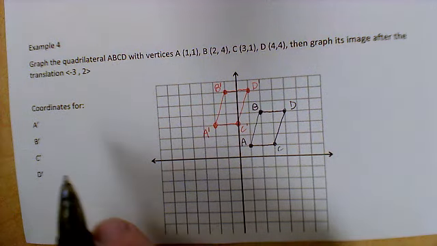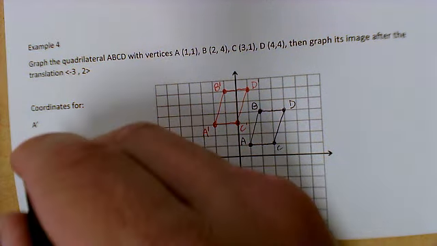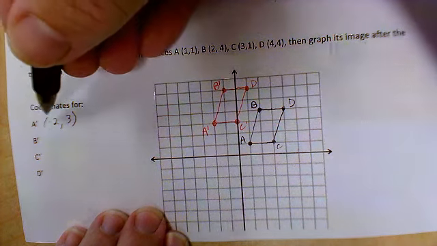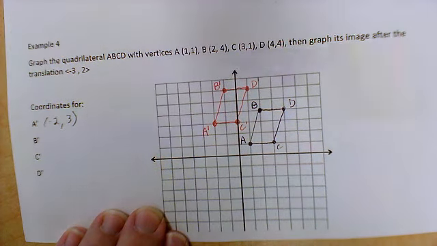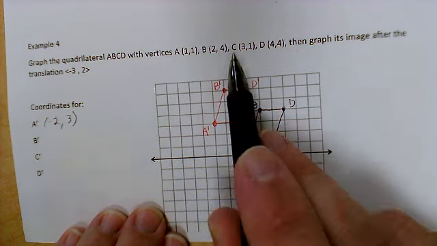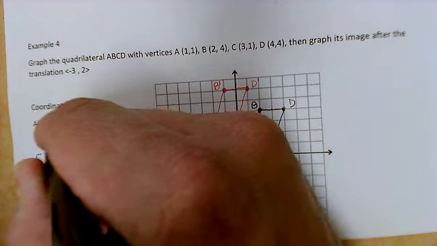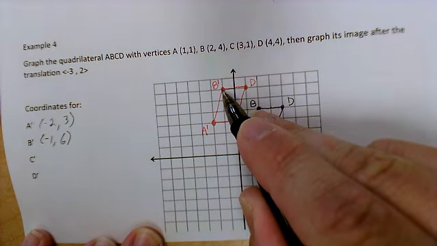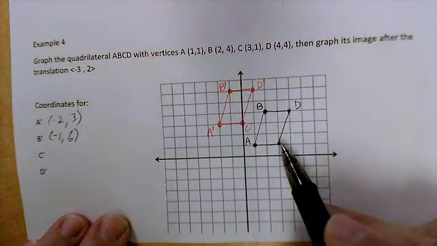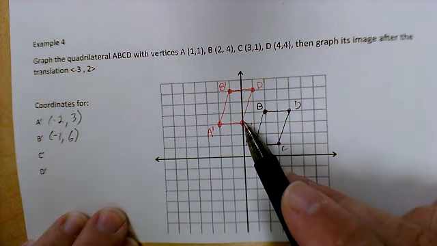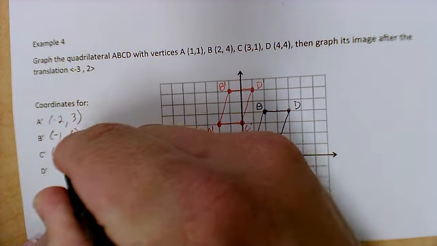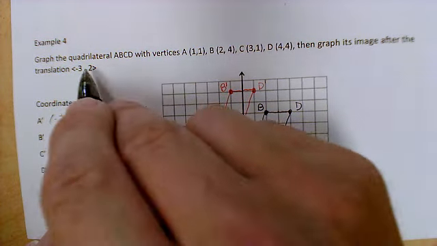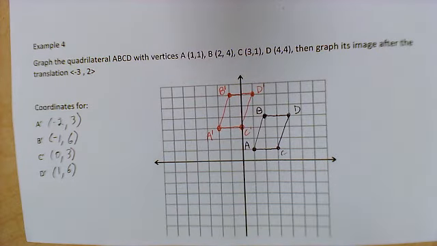I did ask to list the coordinates here, so my coordinate A prime is -2, 3. Which could have been found, by the way, by just doing 1 minus 3 is -2, 1 plus 2 is 3. And now I can do the same for B. So 2 minus 3 is -1. 4 plus 2 is 6. And -1, 6 does match up with what I have graphed there. For C prime, it's going to be 0, 3. And for D prime, it's going to be 4 minus 3 is 1. 4 plus 2 is 6. And there's my final answer for that example.